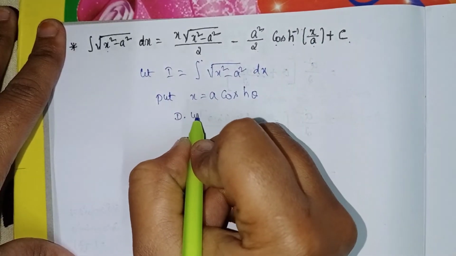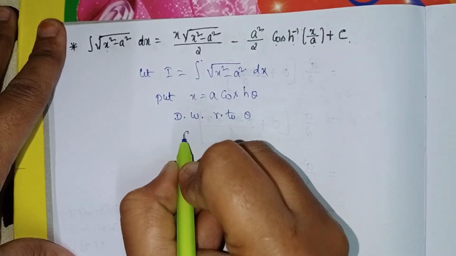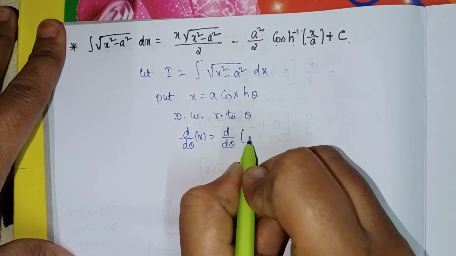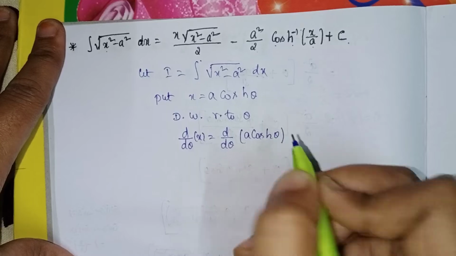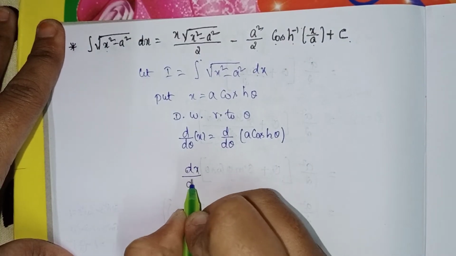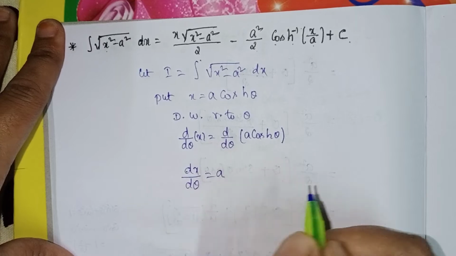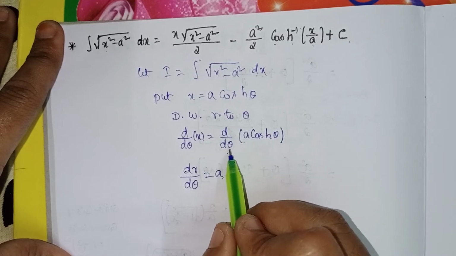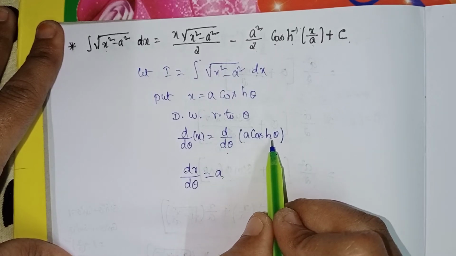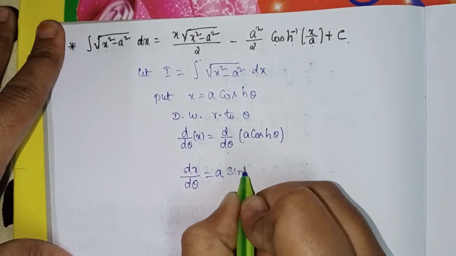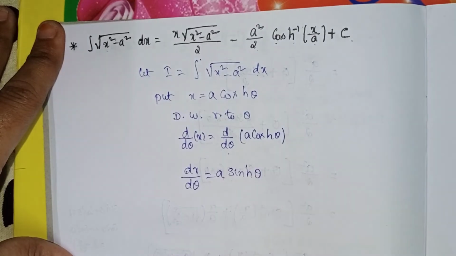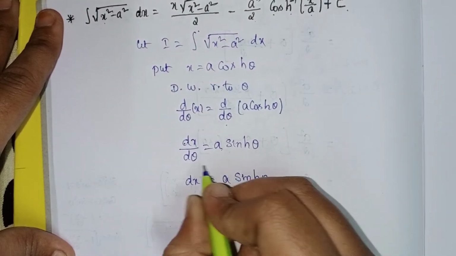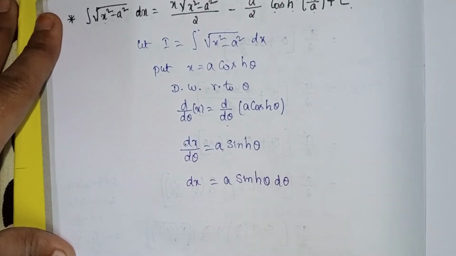Okay, differentiate with respect to theta. d by d theta of x equals d by d theta of a into cos h theta. dx by d theta equals a, a is a constant, you can write outside of the derivative. Okay, d by d theta of cos h theta is sin h theta. So dx equals a into sin h theta d theta.